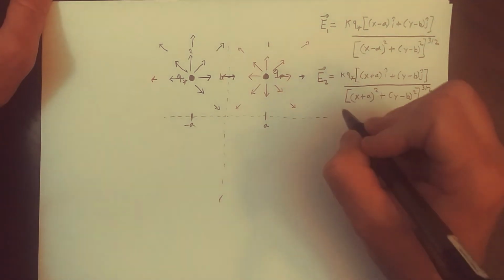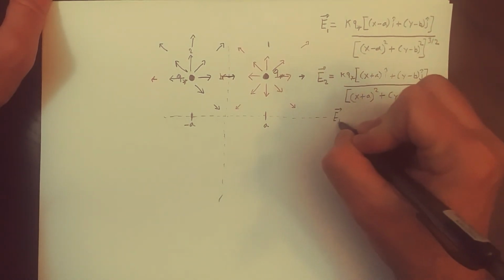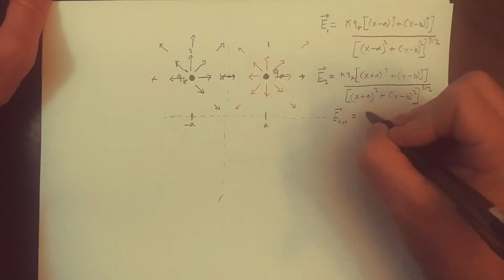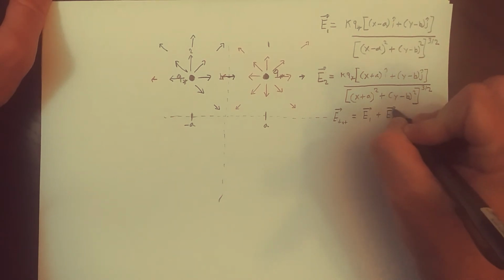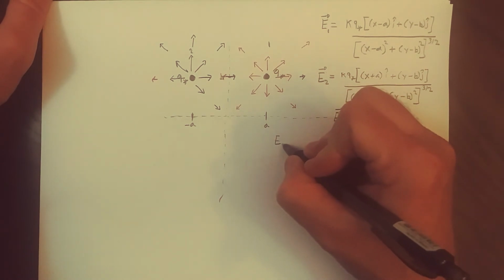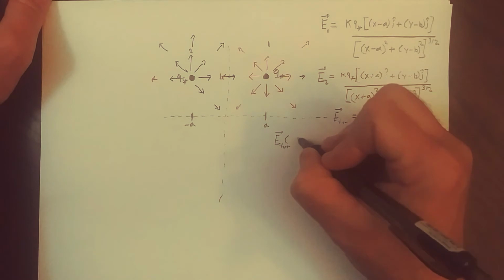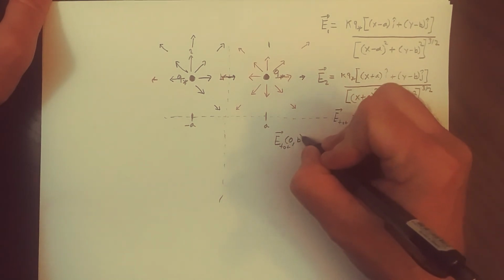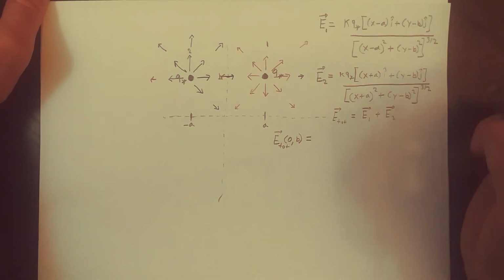Okay, so the net electric field is just the sum of these. So the electric field, let's say total, at every point in space, is just the electric field 1 added to the electric field of particle 2. Okay, so let's see what E total is at x equals 0, y equals b. And we expect it to be 0. Let's see if that is indeed the case.